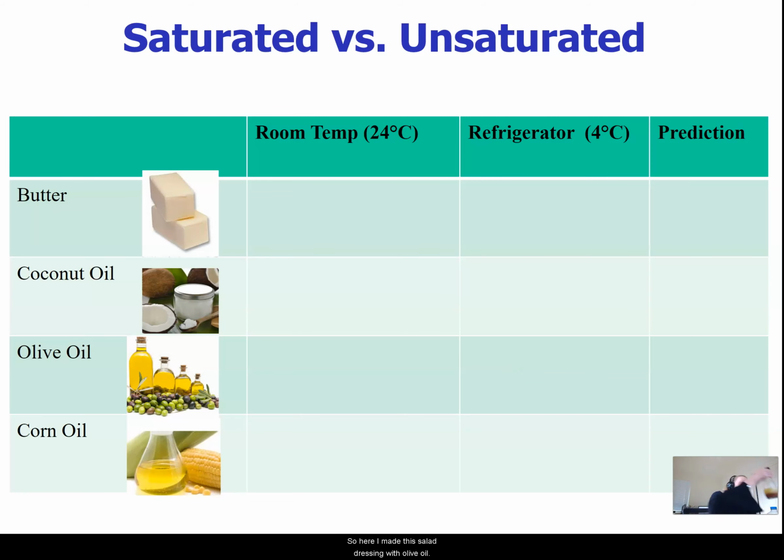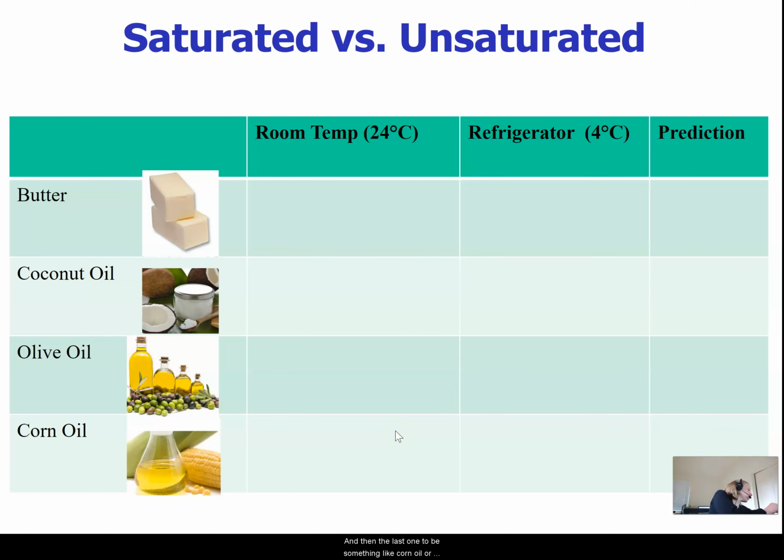So here I made this salad dressing with olive oil, and you can see that it's got this chunky solid layer. You can sort of see there's a little bit of movement to it, but it's still a pretty solid mass because it solidifies in the refrigerator. All right, so it turns out this is going to be an unsaturated fat because it's liquid at room temperature, but it does solidify at pretty moderate temperatures.